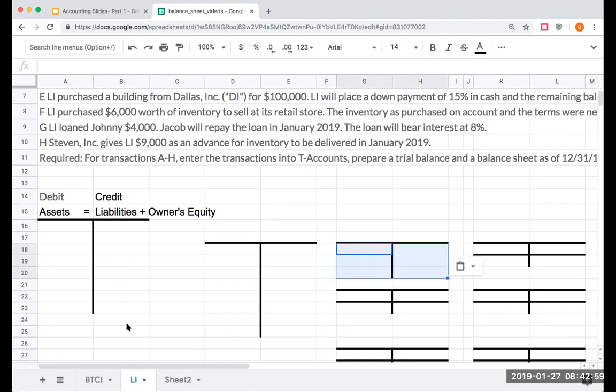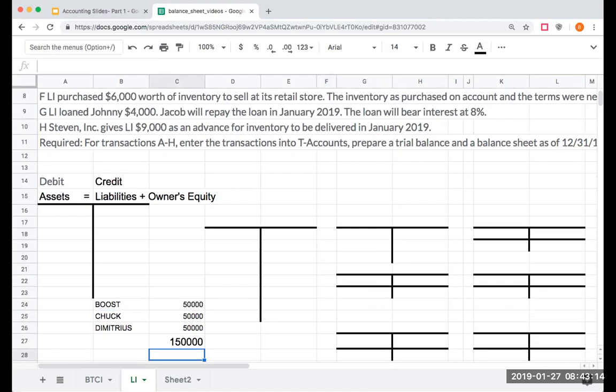So Boost, Chuck, and Demetrius, they each put in 50 grand for a total of $150,000.